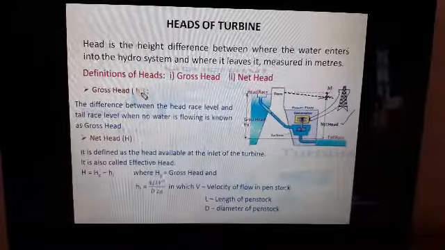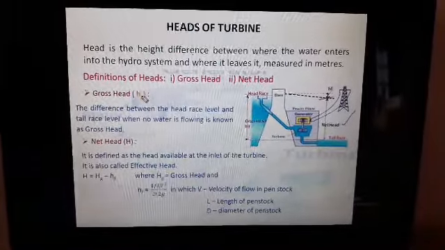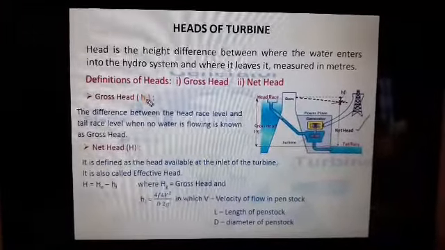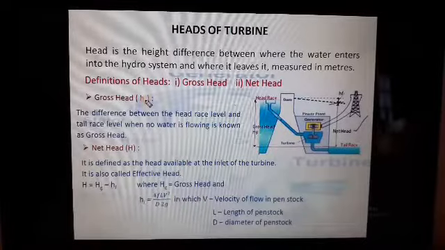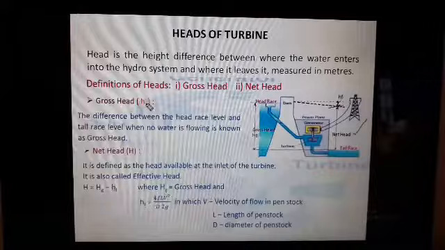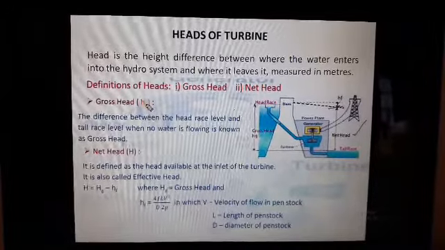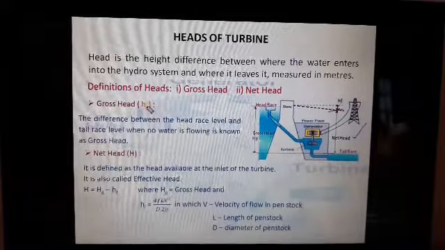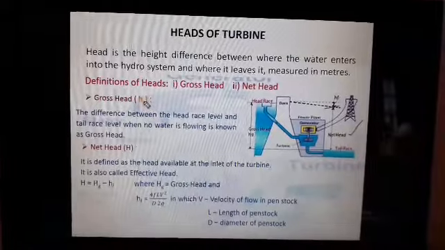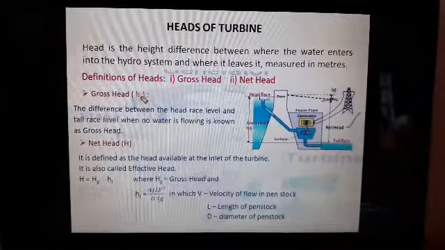So there are two types of head which are important. The first is gross head. As we can see in the diagram, the gross head is the difference between the headrace level and tailrace level whenever there is no water flowing in the system. So gross head is the difference between the headrace and tailrace.